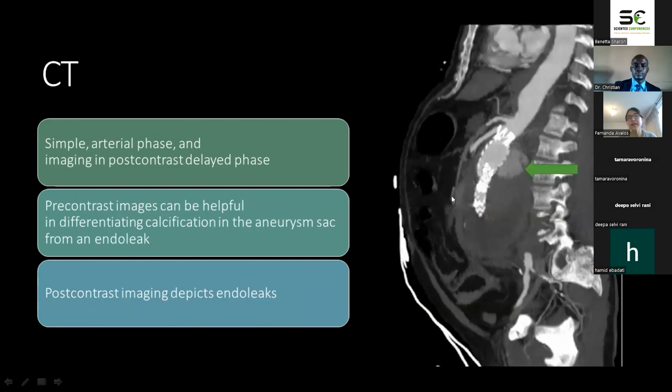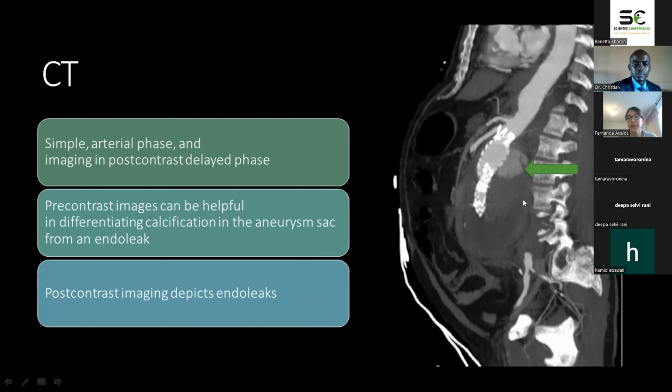The CT scan is our most favorite imaging study, because we have a good anatomy definition, there is less artifact, and we use contrast. So it's really, really important that we use 3 phases: simple, arterial, and a delayed phase. The simple can help me to see if there are calcifications, so as not to get confused with an endoleak. The arterial is good for big endoleaks, and the delayed phase is very useful when we have very small endoleaks, so we need more time with the contrast before we can see the endoleak.